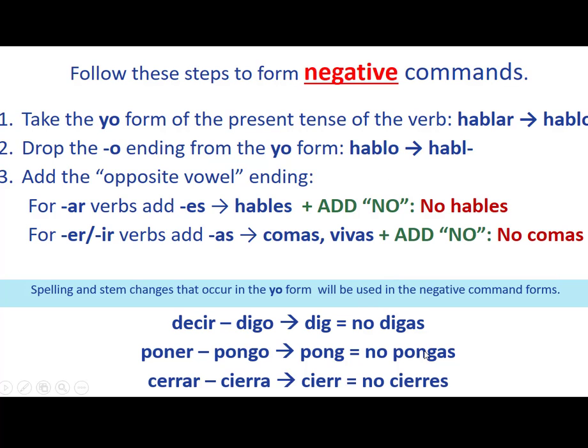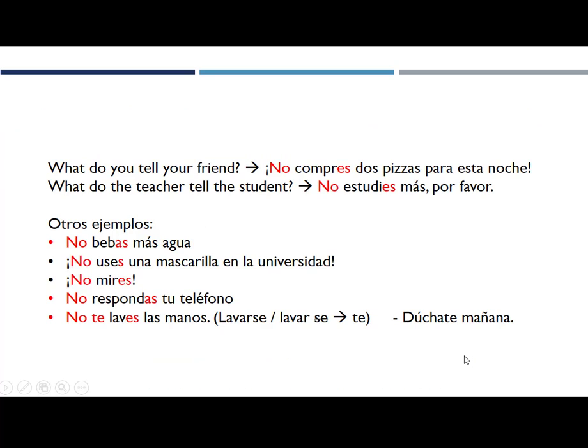These are the steps that you always need to follow. These are the same examples that we had before, but now in a negative form. So if you want to tell someone, don't buy 2 pizzas, we already have enough, we're good. Don't buy, how do we say don't buy something? No, don't forget the no.